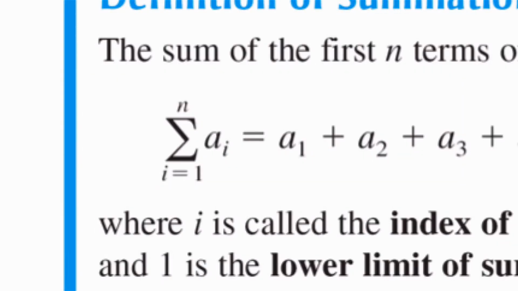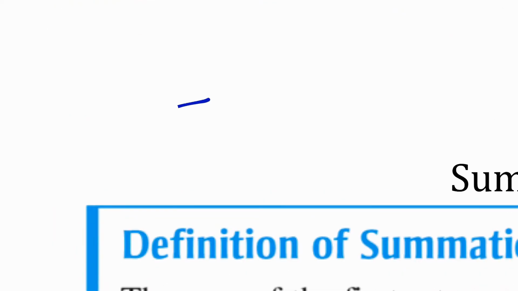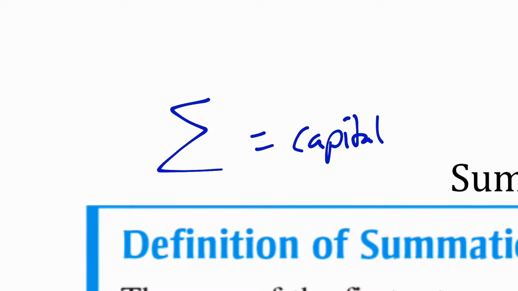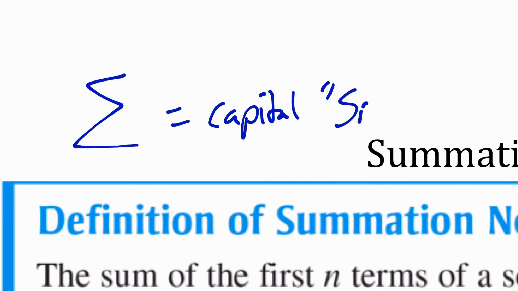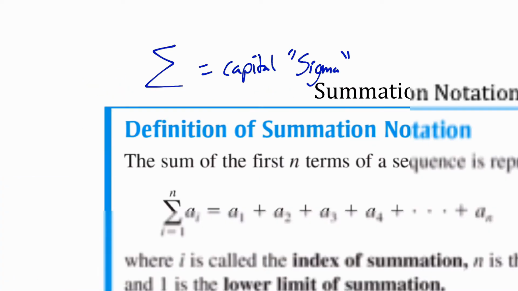This symbol here is called a capital sigma, sigma being the Greek letter of the alphabet. So it's capital, and I'll put sigma in quotes because it in itself is a letter. It's kind of like spelling the word W out. It's a letter. It's weird. But it's a capital sigma.